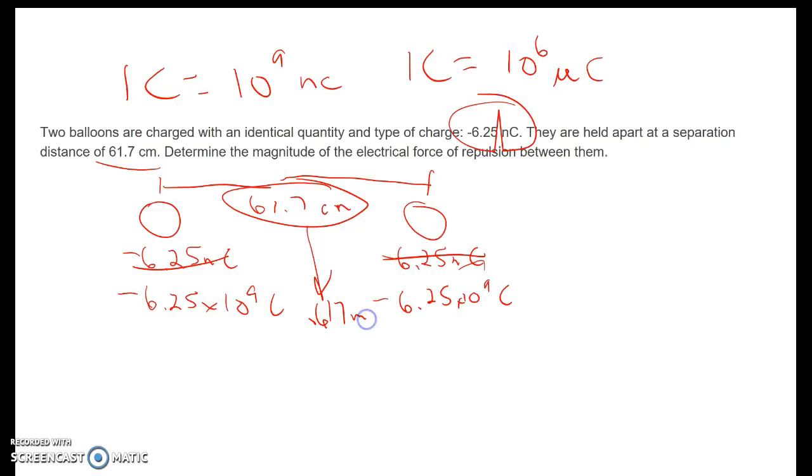0.617 meters. So we have our distance in meters and our charges. Now we just pop it into our equation: K times Q1 times Q2 all over distance squared.